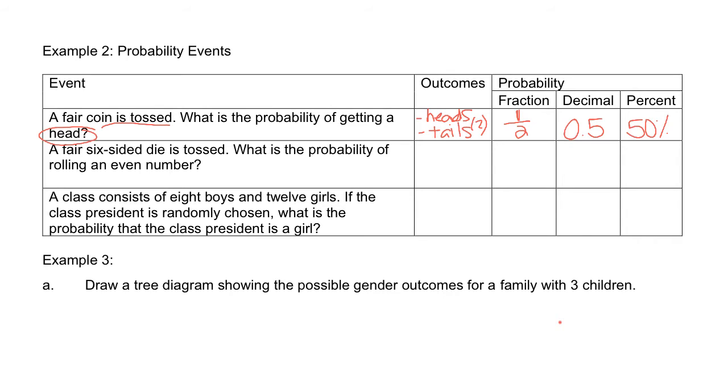So now let's take a look at the next question. We have a six-sided dice. So that's the numbers 1, 2, 3, 4, 5, 6 on each side. What's the probability of rolling an even number?